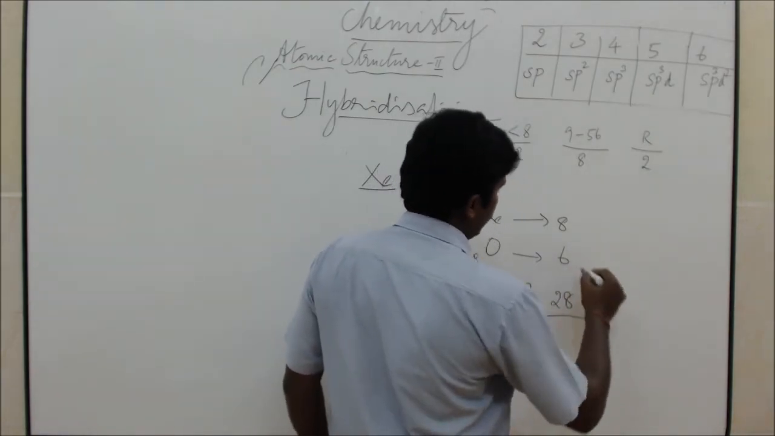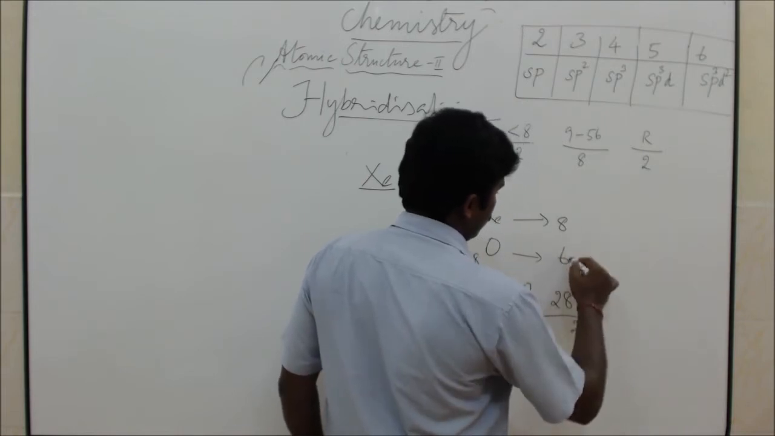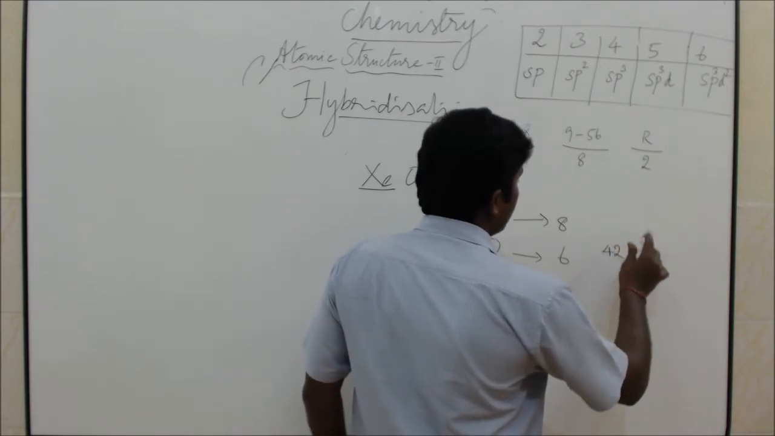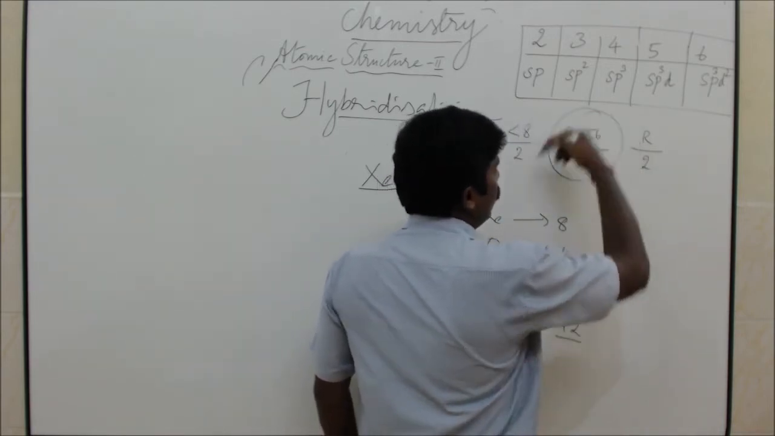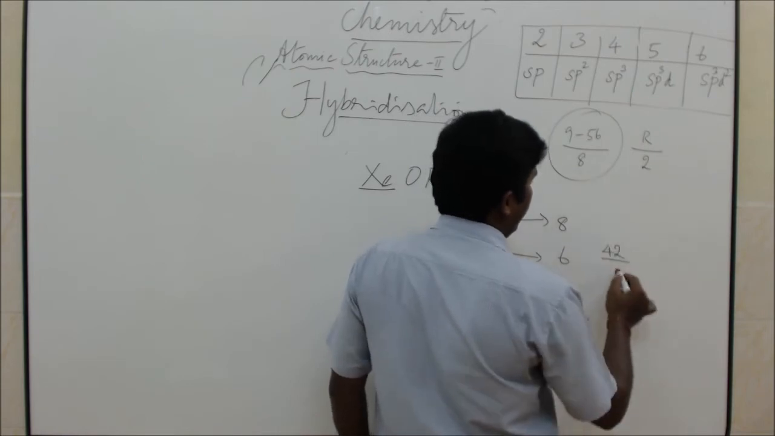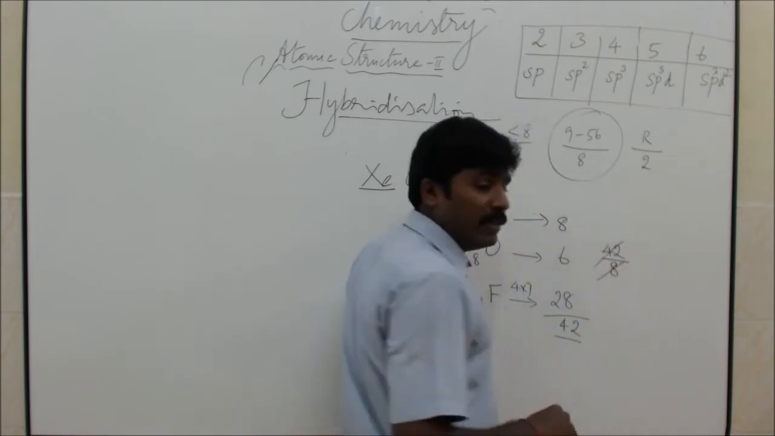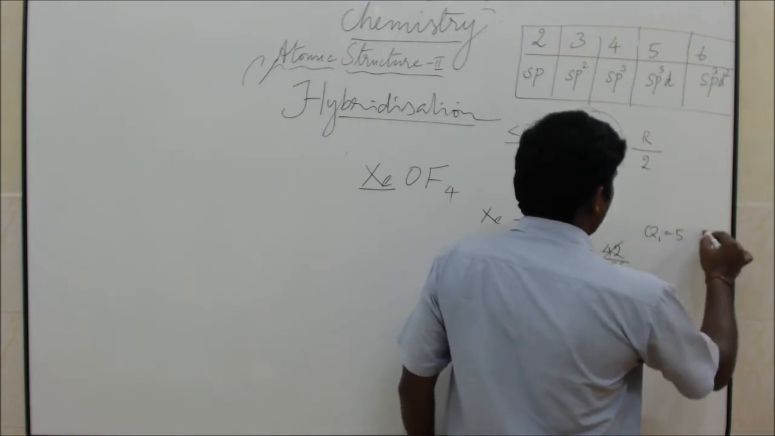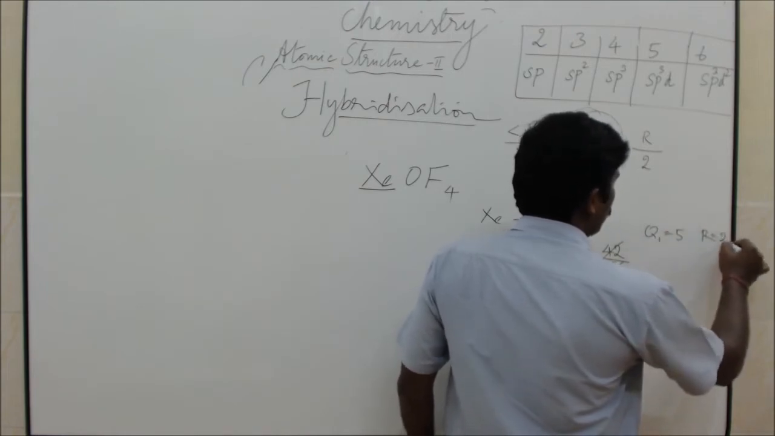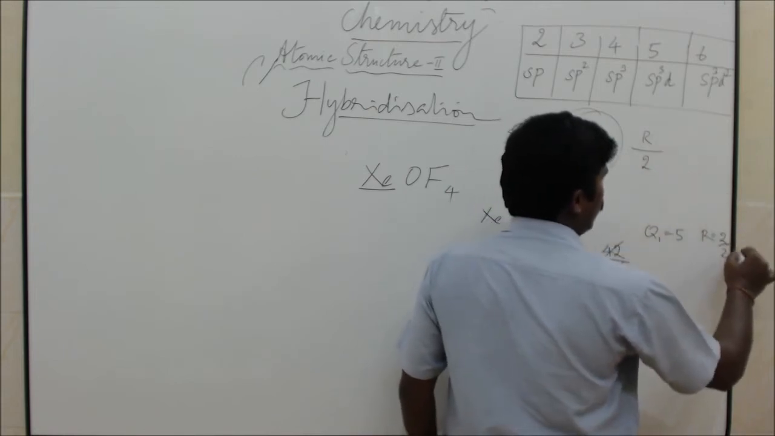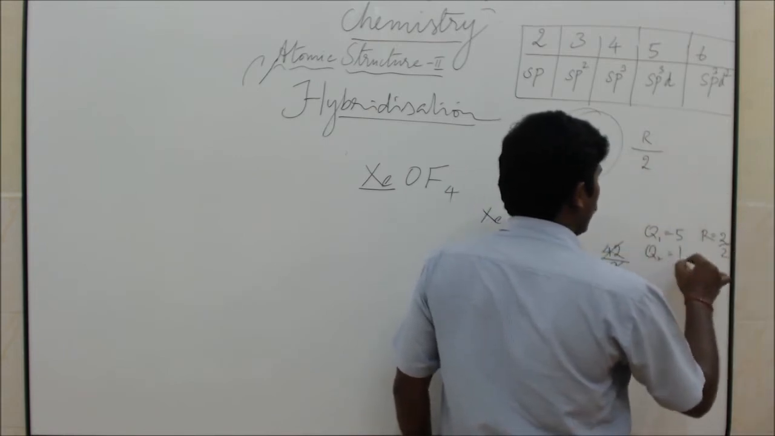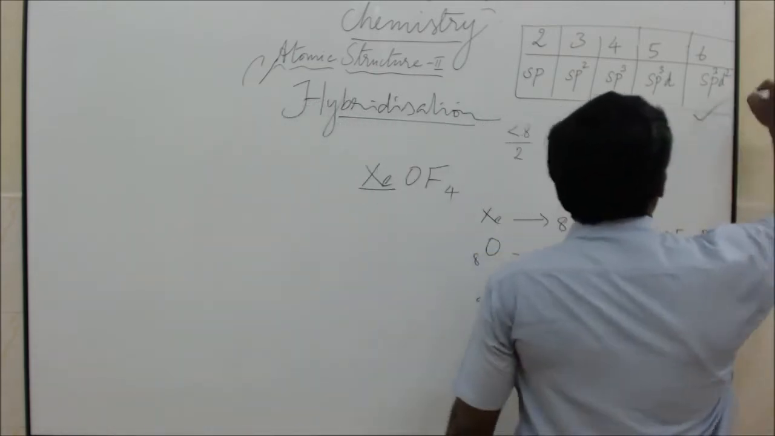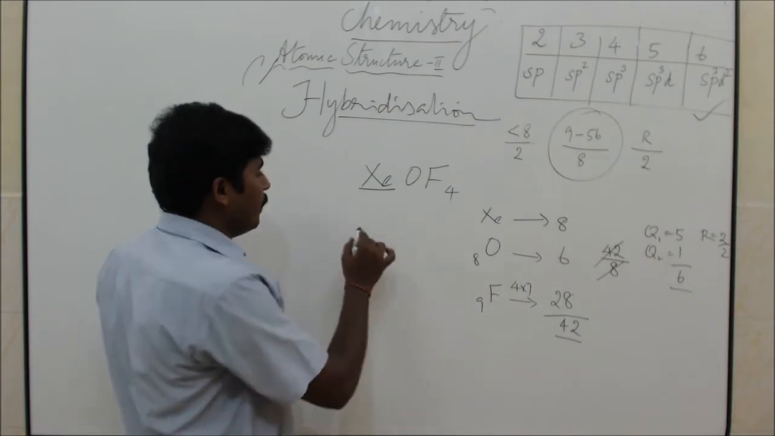Altogether 42. So now 42 means, which rule does this come under? Only this rule. Okay. So 42 by 8. This is not dividing evenly. So the first quotient is what? 5. Remainder 2. Any remainder means divide by 2, which is equal to 1. So the second quotient is 1, total equal to 6. 6 means which hybridization? sp3d2 hybridization.